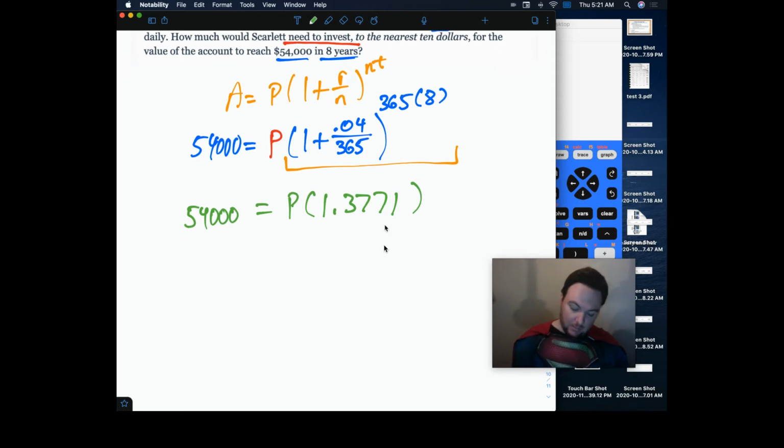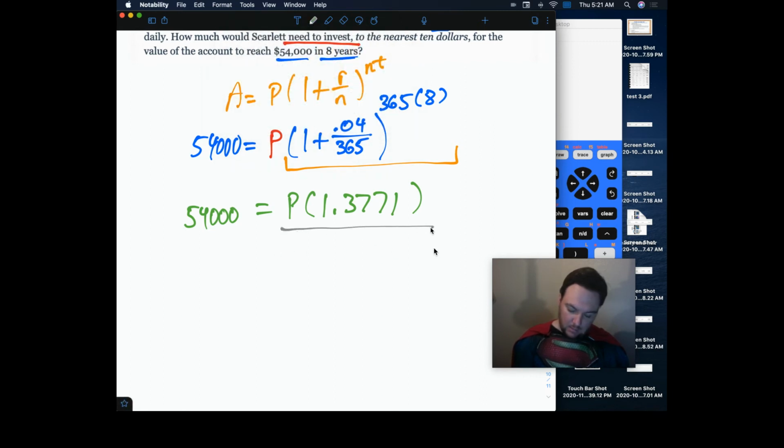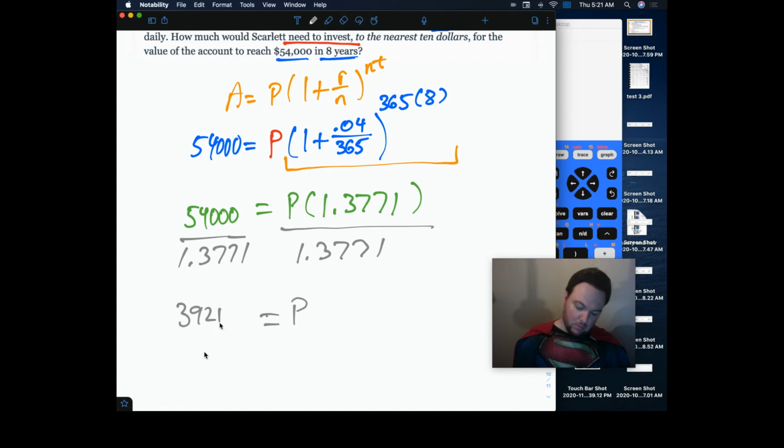And then you just divide, right? Divide by 1.3771. And so when you divide this, you end up getting roughly P to be 39,210.